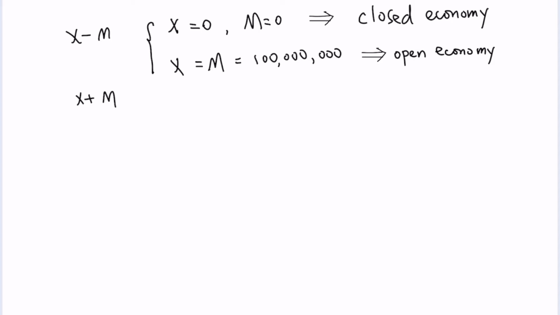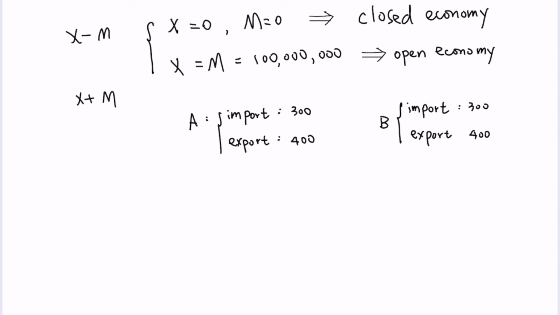So now let's take a look at an example. For example, country A imports 300 apples and exports 400 apples. Country B also imports 300 apples and exports 400 apples. If we look at these numbers, you will say, hey, it's possible that these two countries have the same amount of exports and imports, so they may be involved in a similar degree of international economic activities. But then, is that true?